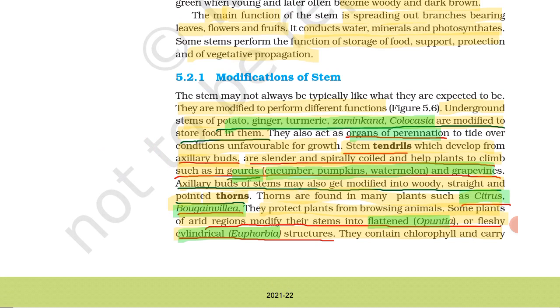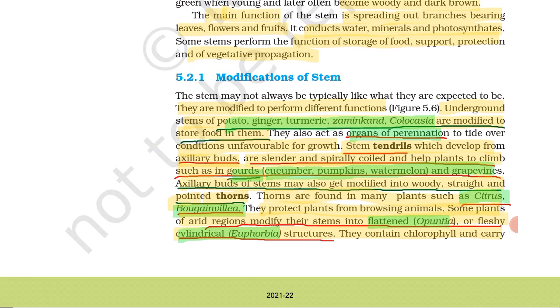Then next is stem tendrils, which develop from axillary bud, are slender and spirally coiled and help plant to climb, such as gourds. Gourds include cucumber, pumpkin and watermelon. And next is grapevines. These are modified as stem tendrils and help to climb the plant.